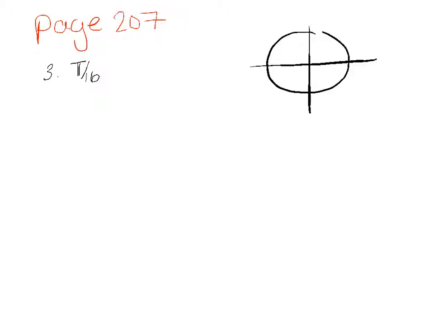So we're going to look at pi over 16. That's a pretty small number, right? It's definitely less than 1/2. So it's going to be in the first quadrant. Yeah, it would be. Okay?